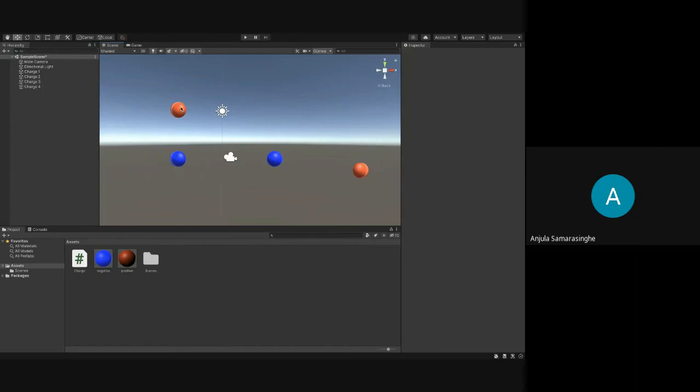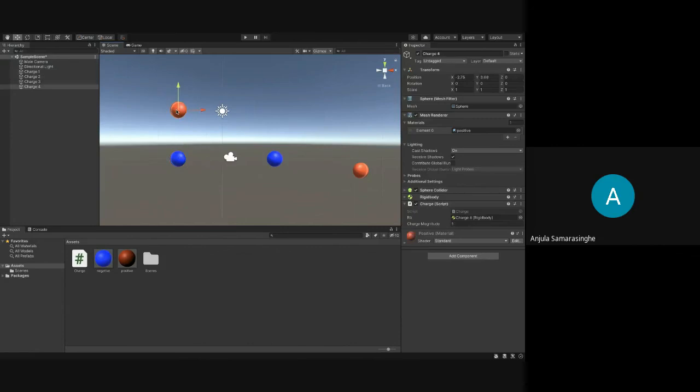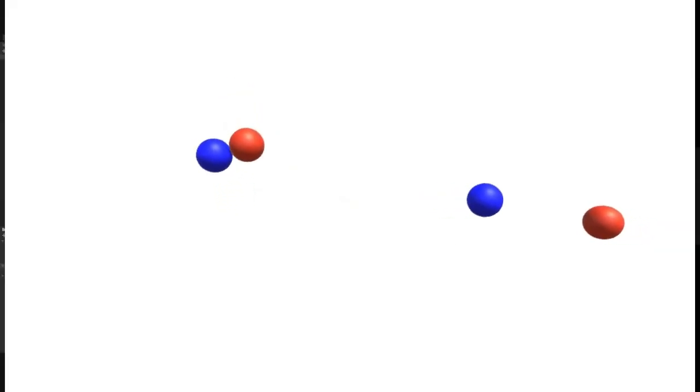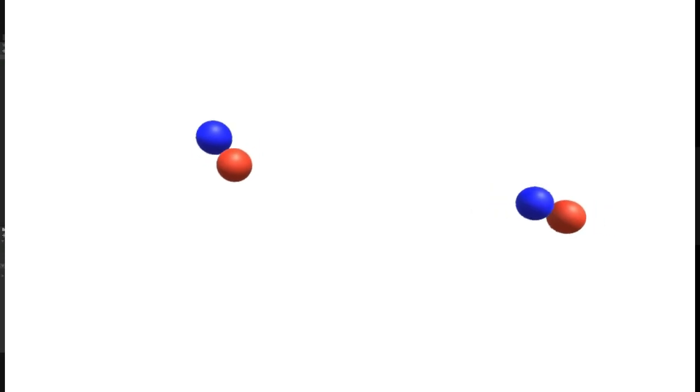Now I have 4 charges, and the red ones are positive, the blue ones are negative. So the red one and the blue one should get attracted, and the same should happen for these ones as well. So let me run the simulation. As you can see, the red and the blue charges got attracted to each other.